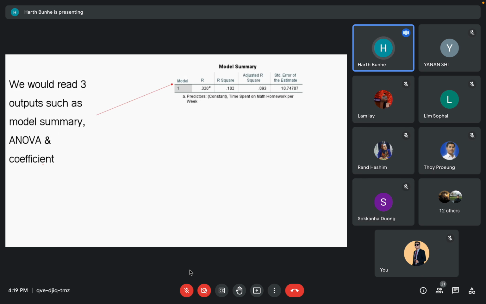Here is the summary table from the output that we ticked already. What you will see here is R square. What you will read from this table is only this value; that is enough for this table. The interpretation is that time spent accounted for math achievement by 10.2%.